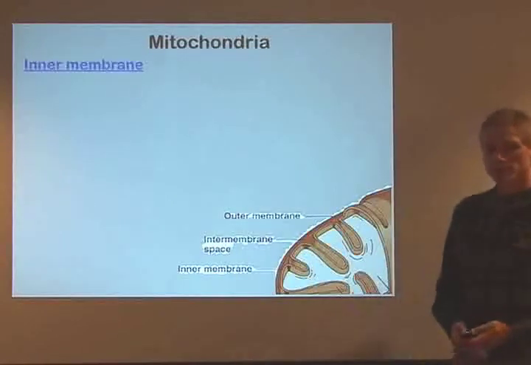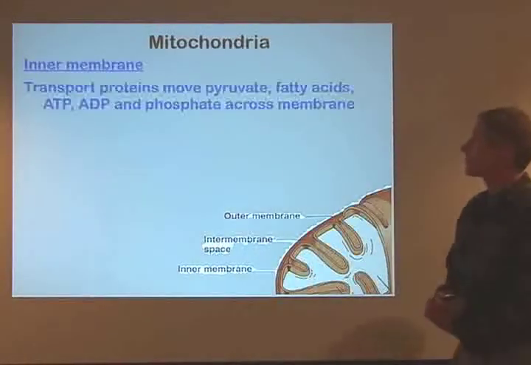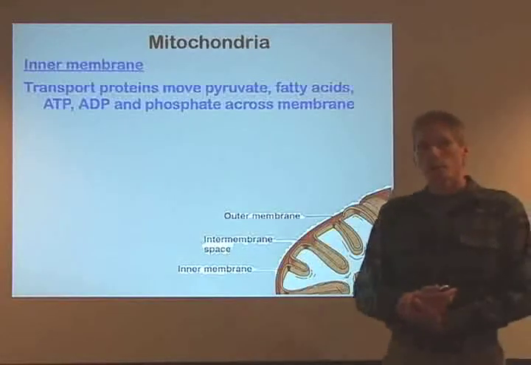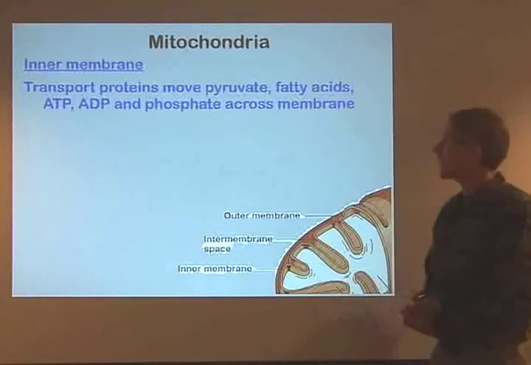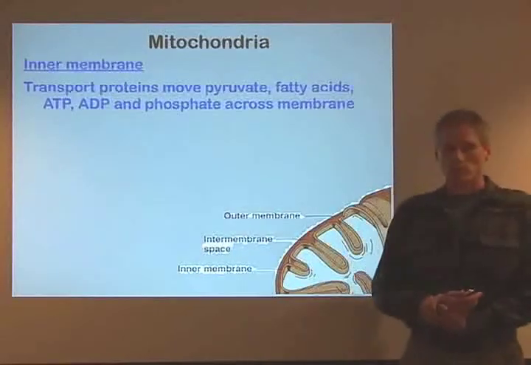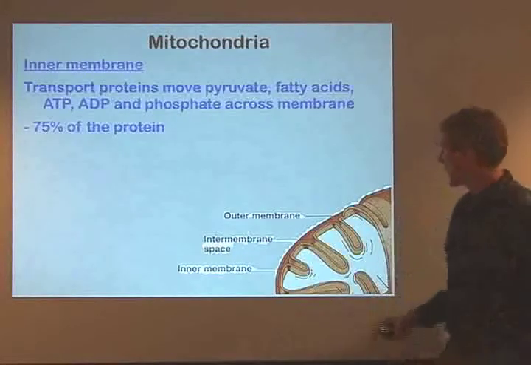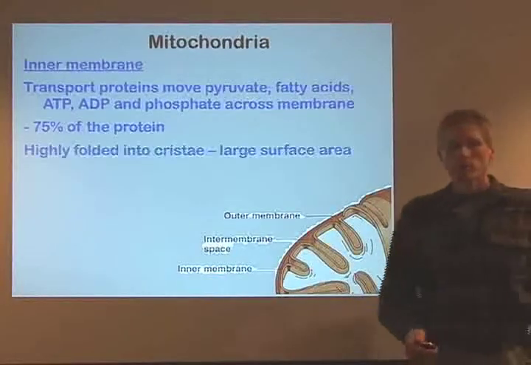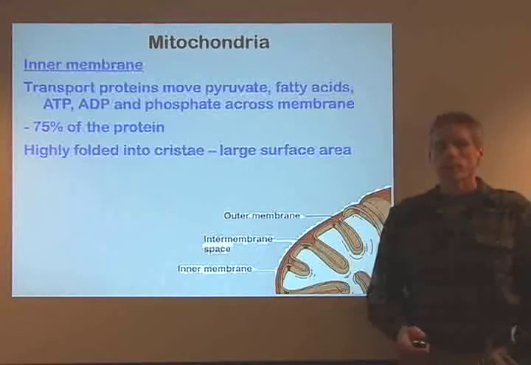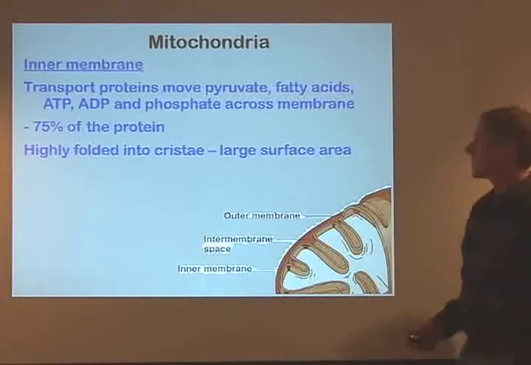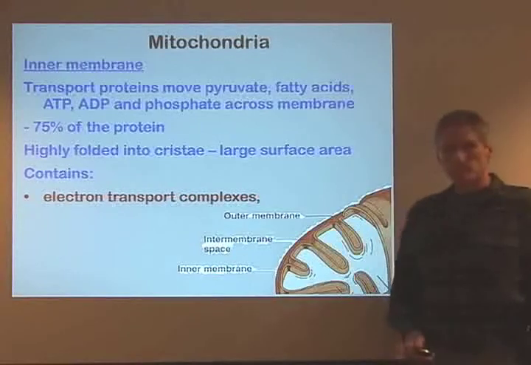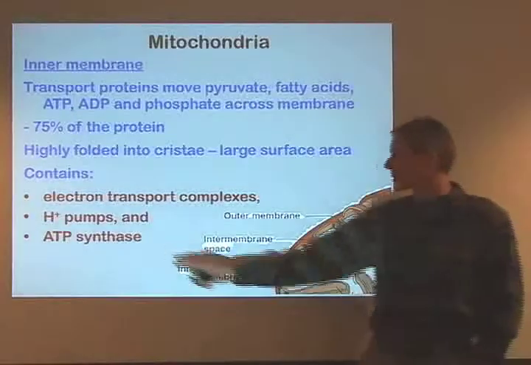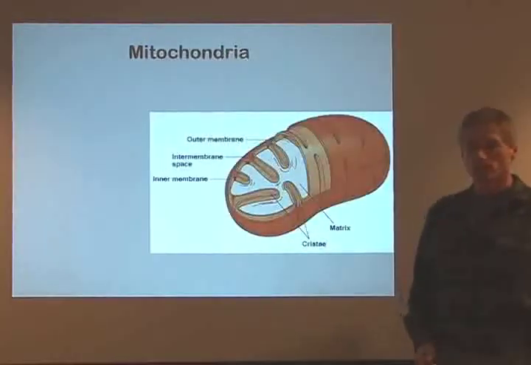The inner membrane is where all the transport proteins are, and they move pyruvate, fatty acids, ATP, ADP, nucleotides, and phosphates across the membrane because they don't cross normally. They're charged. The inner membrane is highly convoluted into these cristae, and it contains 75% of the protein of mitochondria. It's where all the good stuff happens. It's highly folded, so it has a large surface area, and it has the electron transport chain, proton pumps, and ATP synthase, our cool molecule.